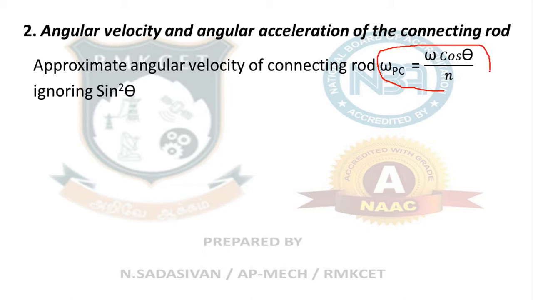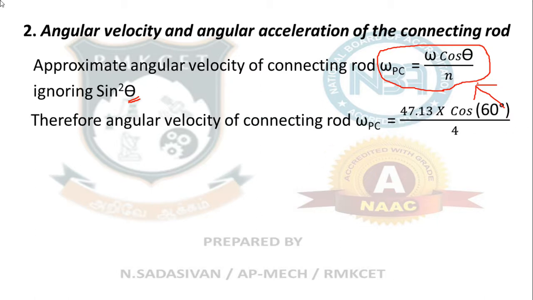In addition to the four formulas you already have, please make a note of the two formulas that we are going to use here. Since theta is very small, sin square theta will be very small. So I am ignoring it from the previous formula that I know, and the formula changes to omega PC equal to omega cos theta divided by n. This is an approximation of the normal formula that you have already used.